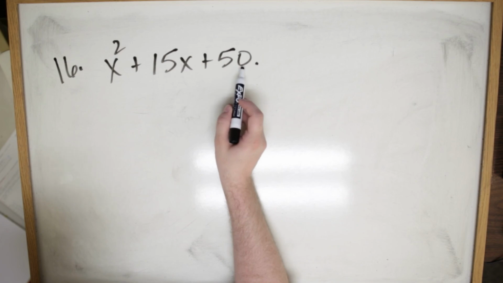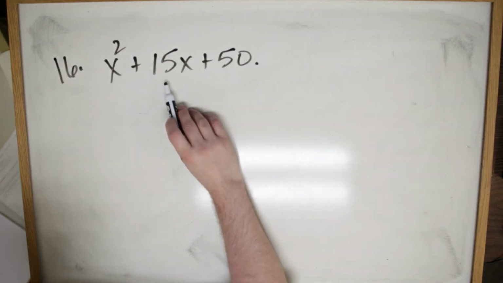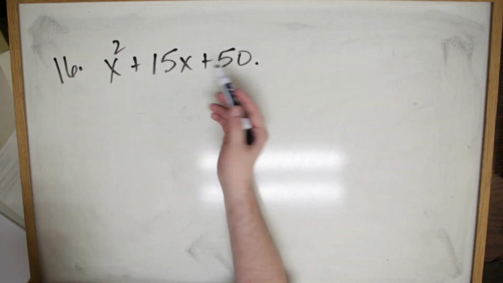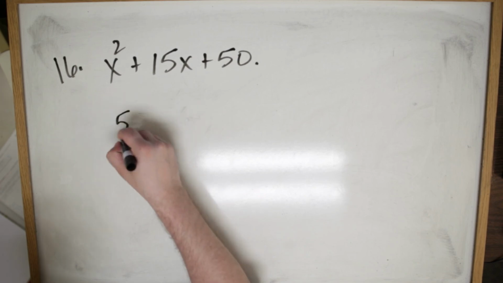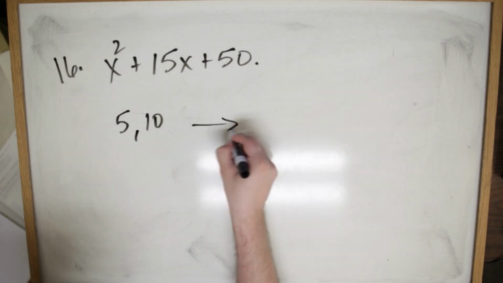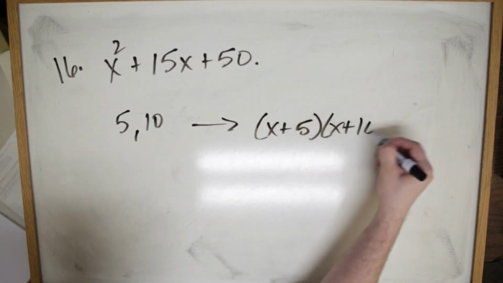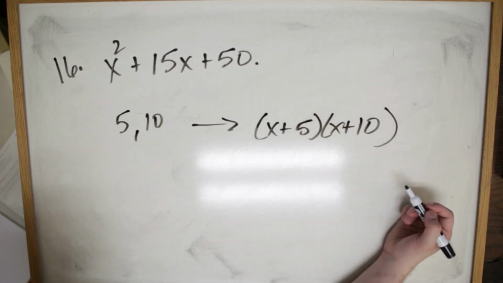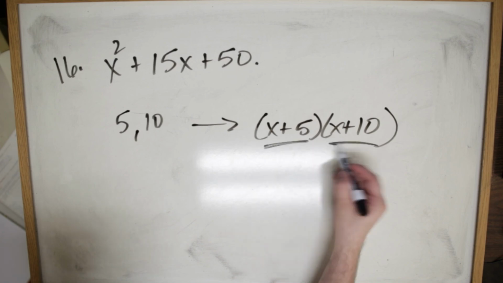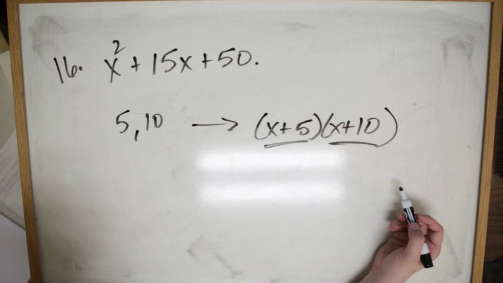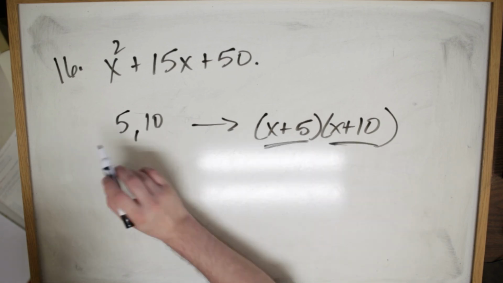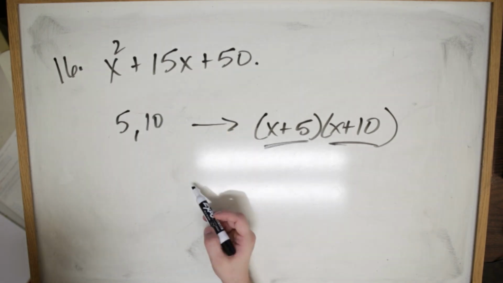5 times 10 is going to be 50. 5 plus 10 is going to equal 15. So in this case, it's just literally 5 and 10. So here it's going to be x plus 5, x plus 10. Okay, there it is. That's, again, just another way of doing it really quick. I know the signs aren't negative because every sign here is positive. So that's a nice way to do it. That one was really lame.